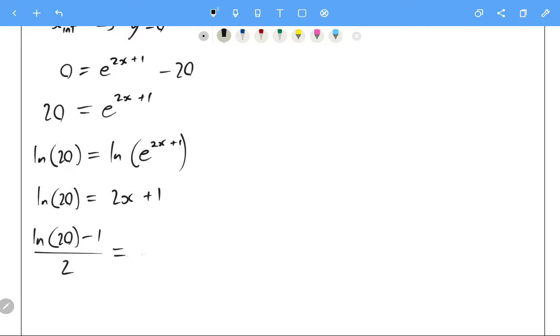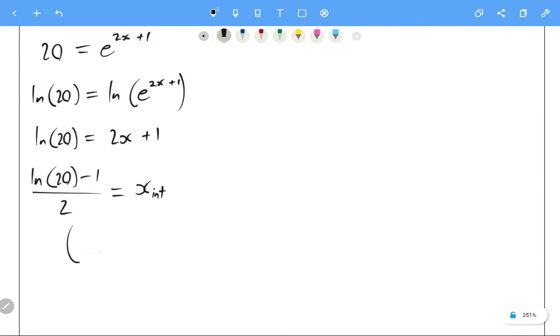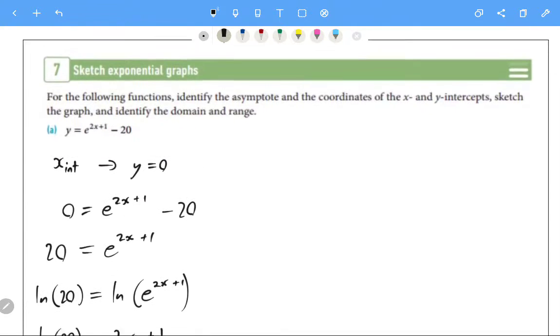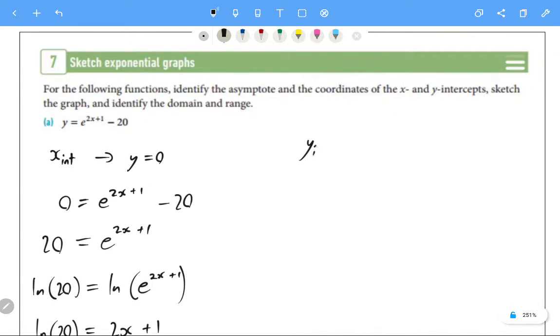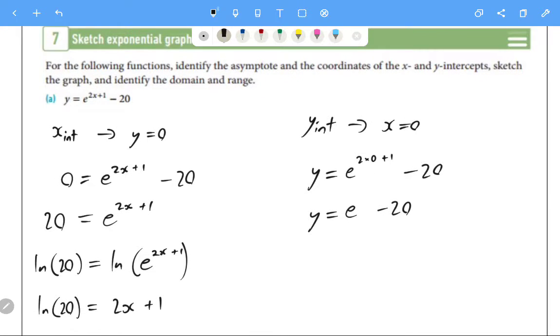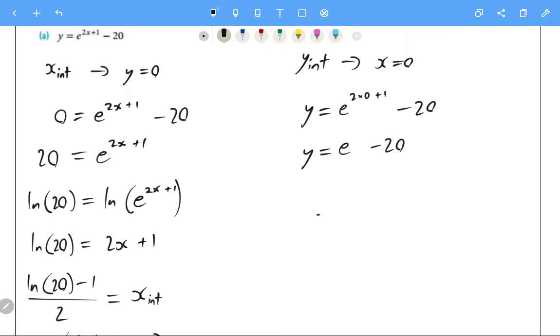Divide both sides by 2, and we're left with the x-intercept. So that is going to be the point (ln 20 minus 1) over 2, comma 0. That is our x-intercept. Let's have a look at our y-intercept. The y-intercept happens when x equals 0. In this case, we're going to get y is equal to e to the 2 times 0 plus 1 minus 20. Well, that means we're going to get e to the 1 minus 20, which is just e minus 20. e to the 1 is just e.